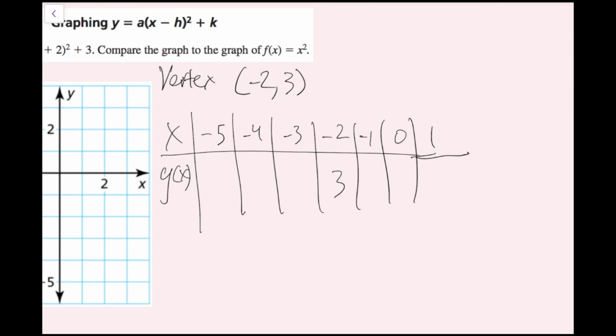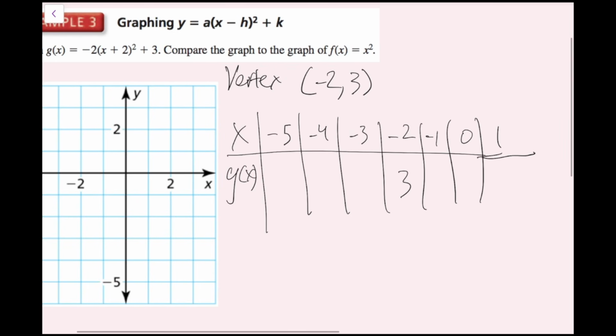Anyway, now I'm just going to plug some of these values in. So I'm going to start with negative 1, because if I plug that in, I get negative 1 plus 2 is 1. 1 squared is 1, times negative 2 is negative 2, plus 3 is 1. And remember, this is my vertex, which means that my axis of symmetry tells me that my outputs the same distance away in x are going to be the same. So this is 1 away from negative 2, this is 1 away from negative 2, so they're going to have the same output.